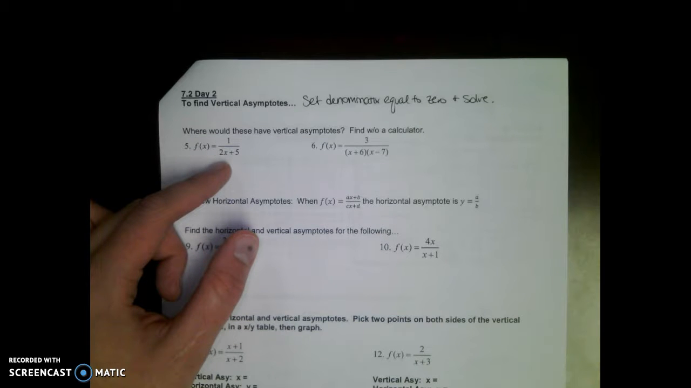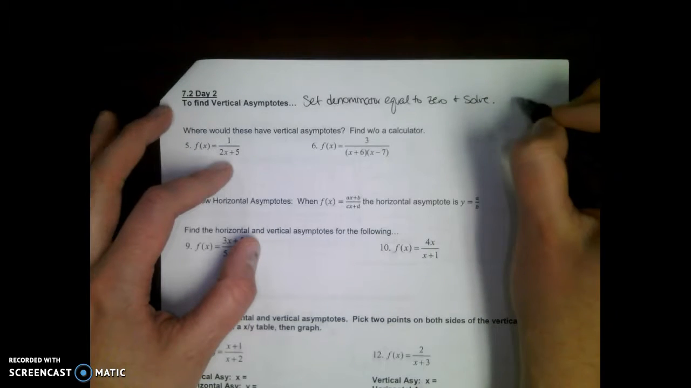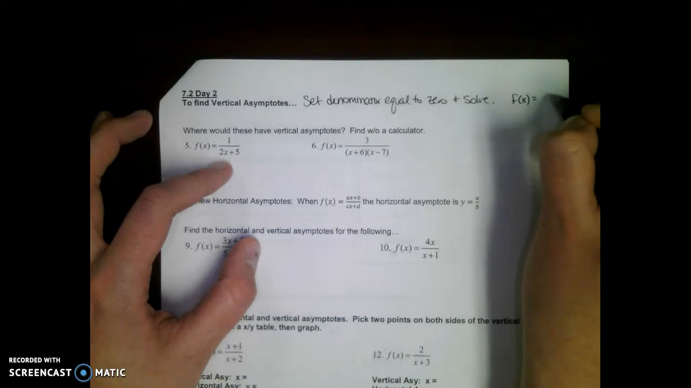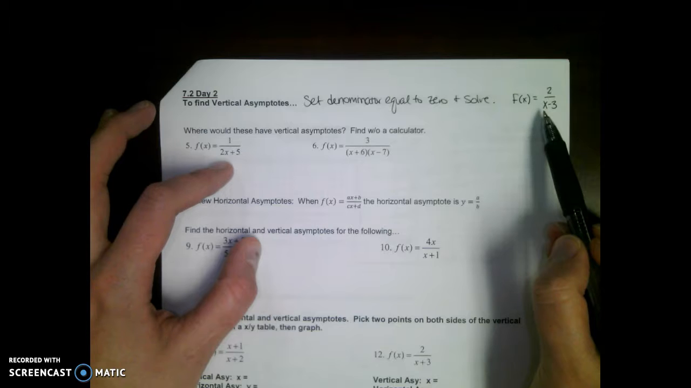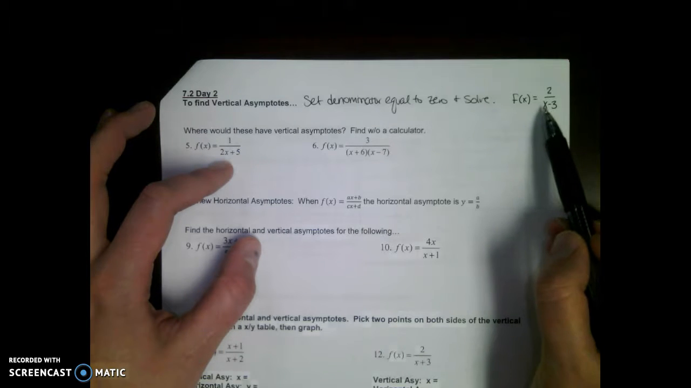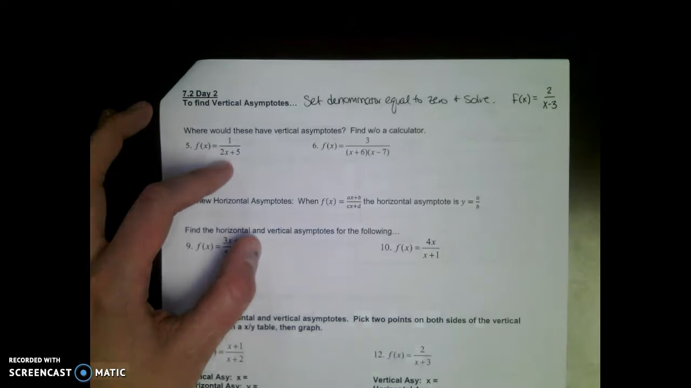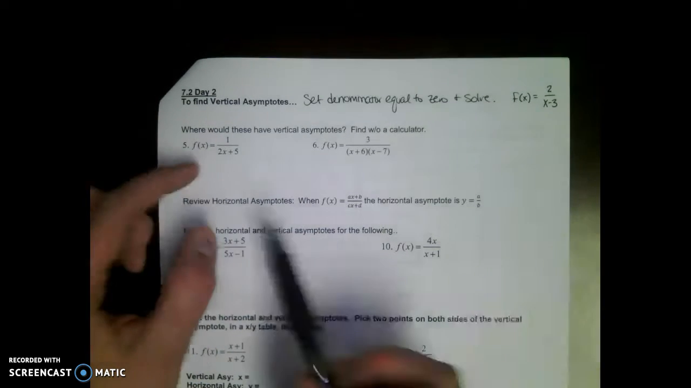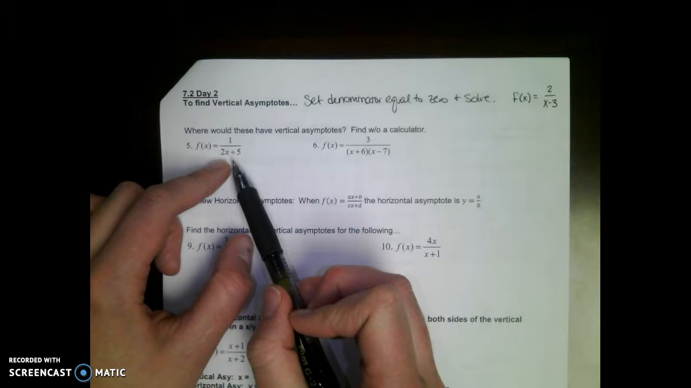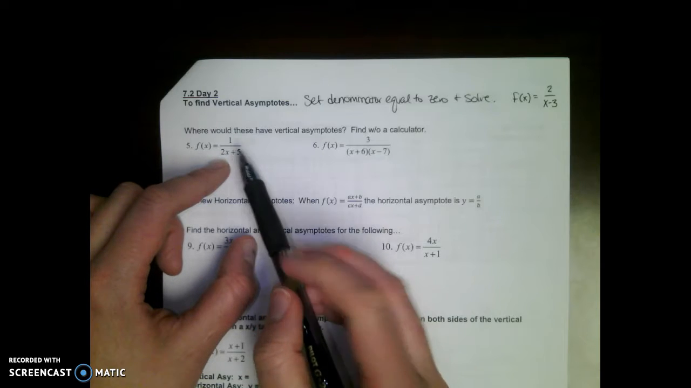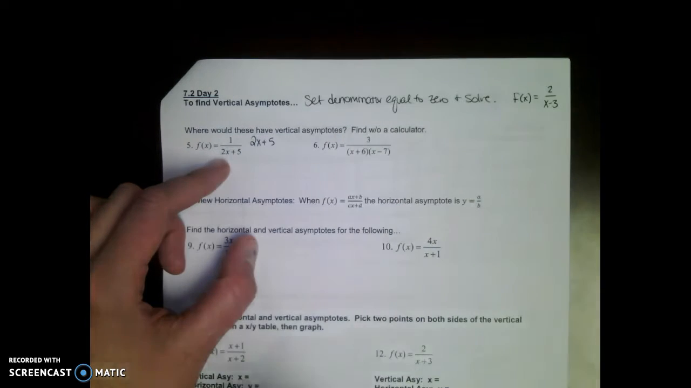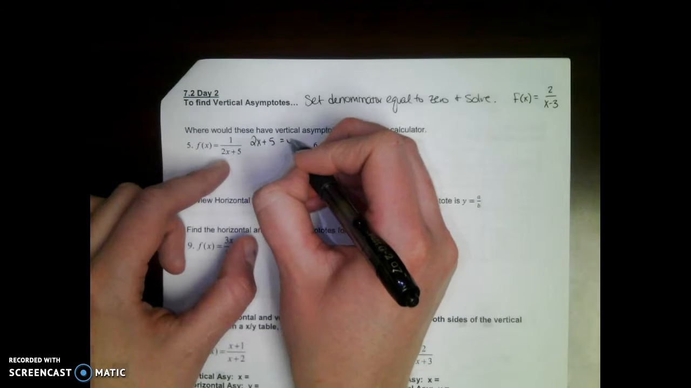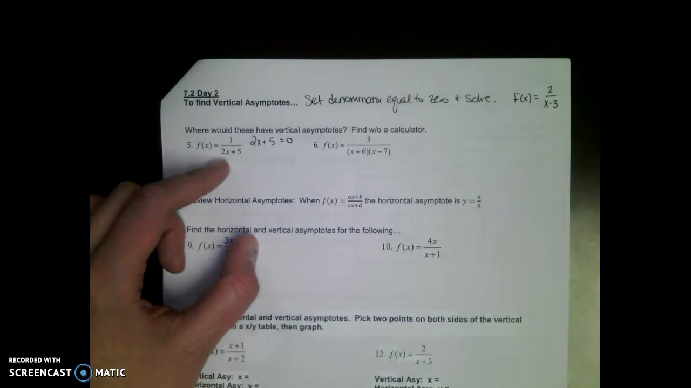Sometimes it's super obvious. So if you have a function that's like 2 divided by x minus 3, what x value would make this denominator equal 0? Positive 3. So sometimes you can look at the denominator and immediately know what the asymptote is going to be. Sometimes, like with number 5, it's not super obvious, and you may have to take that denominator, 2x plus 5, and set it equal to 0 and solve that equation.